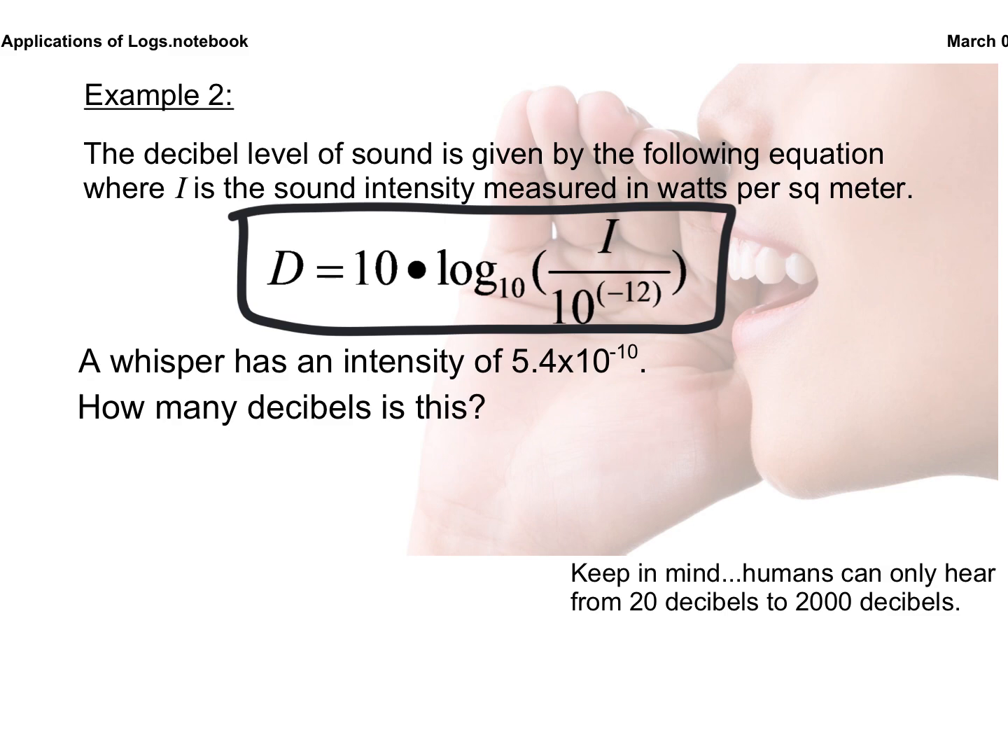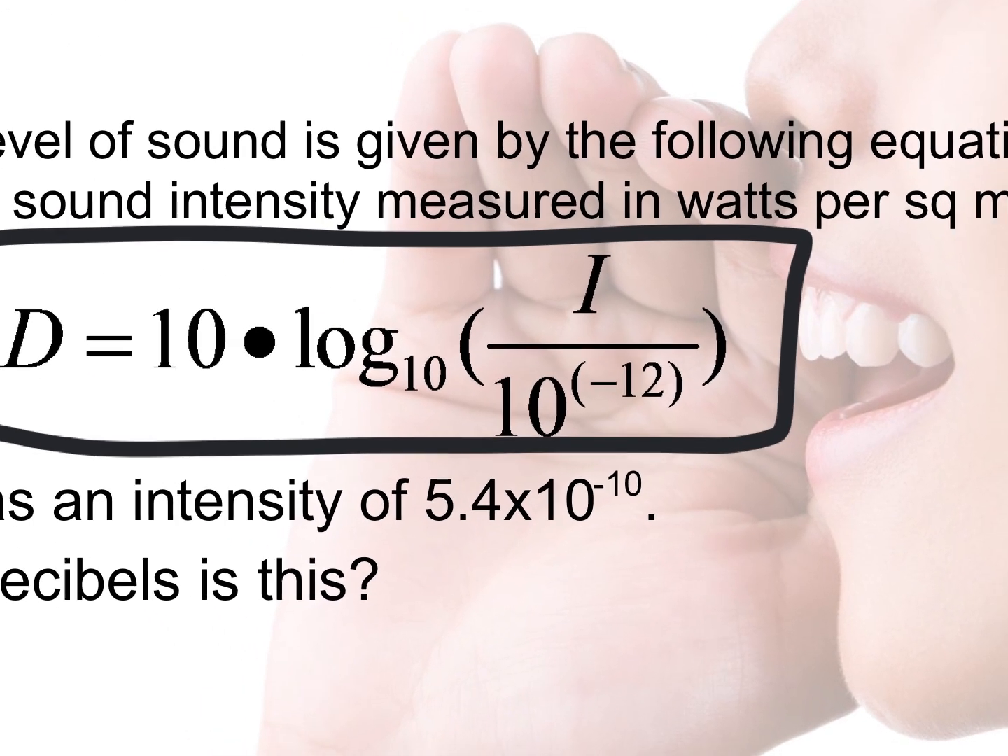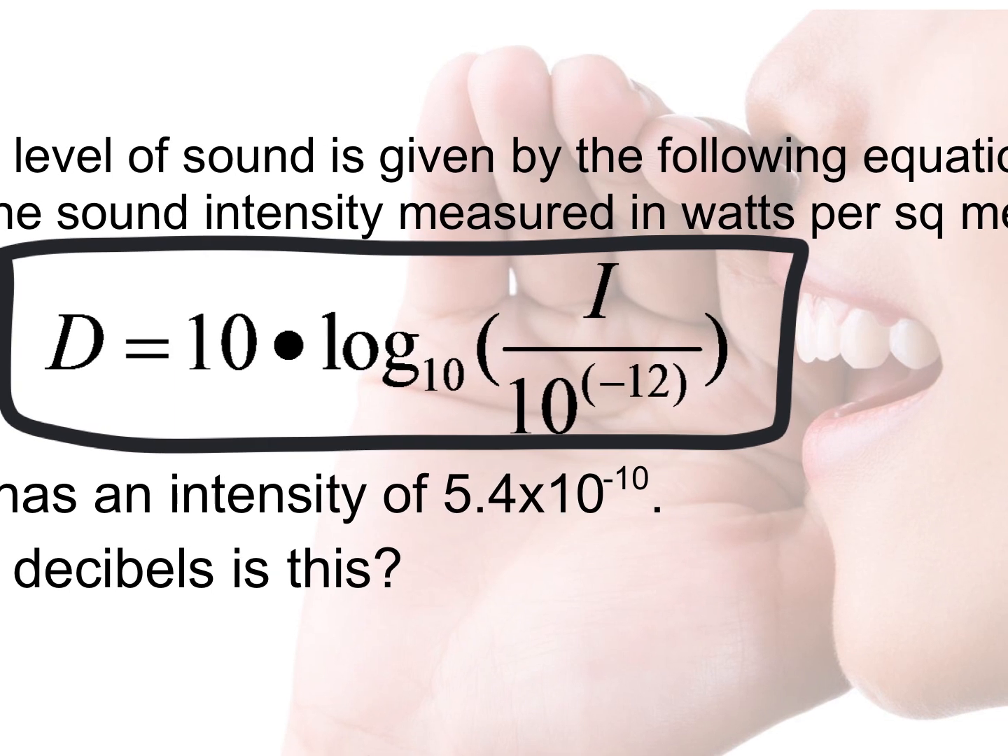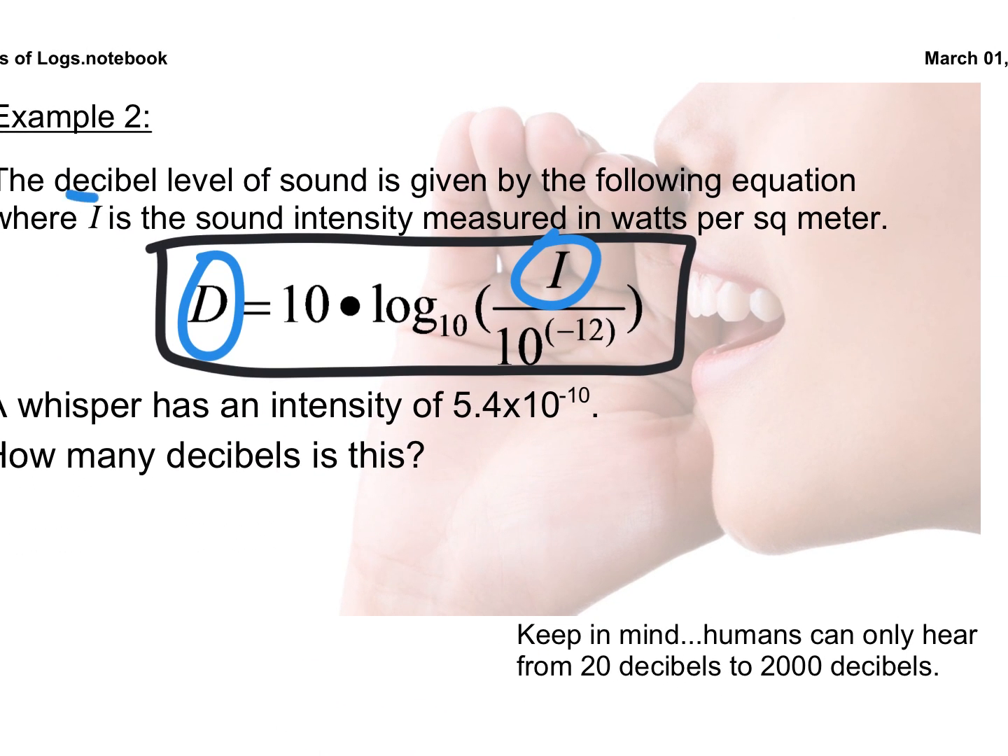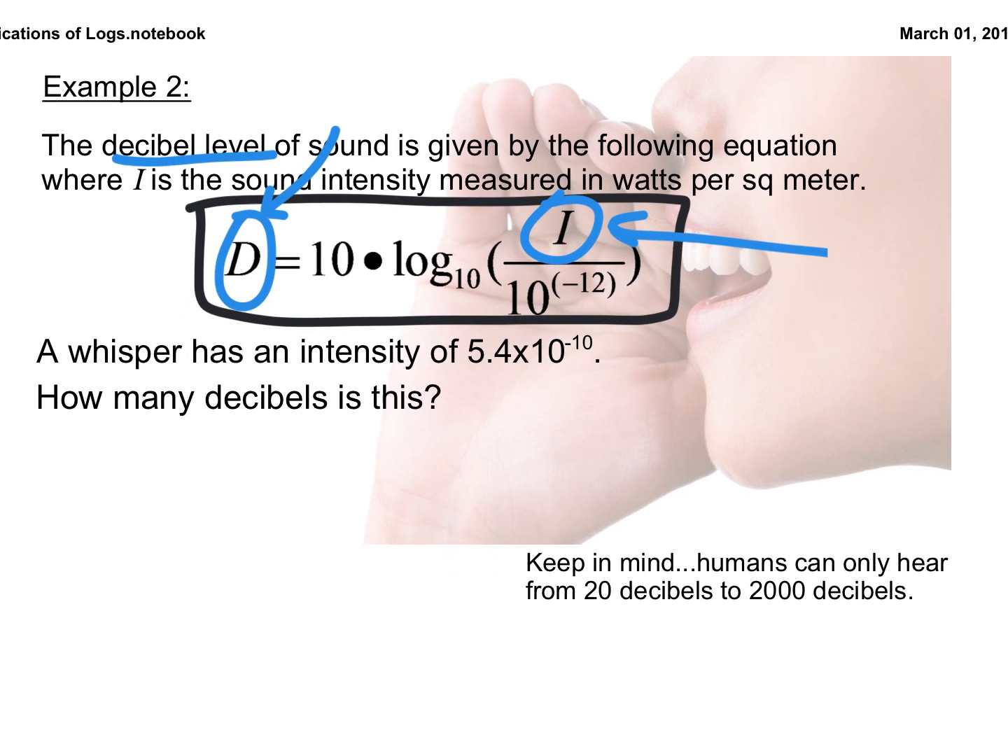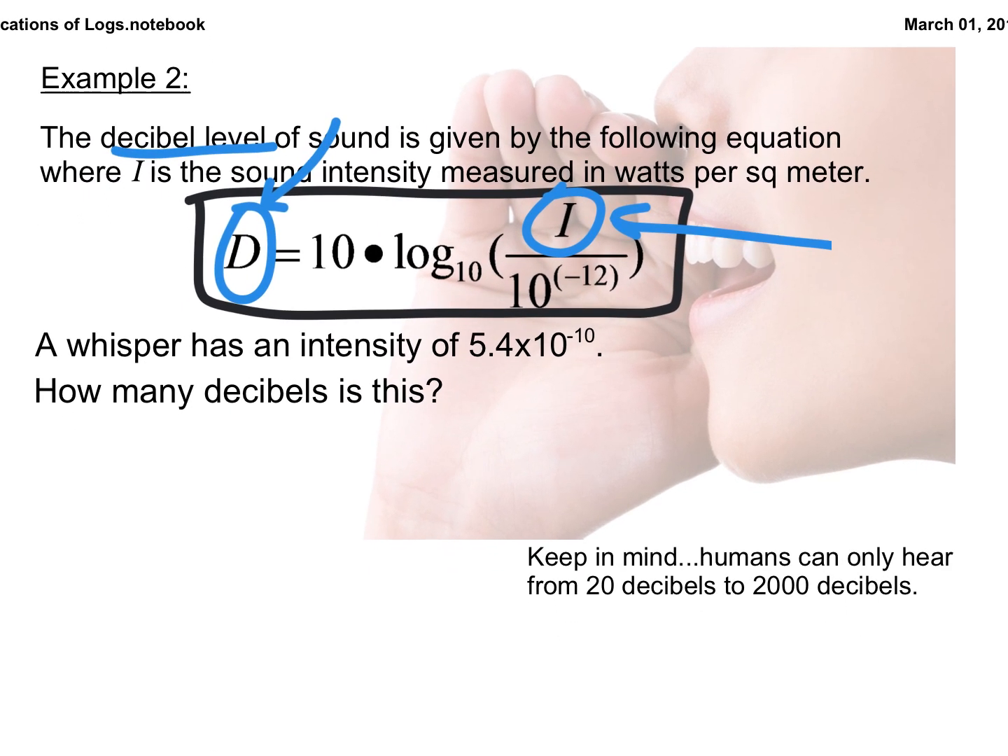All right, so here's this really crazy looking equation. But once again, it's only got two variables. It's got D and it's got I. And they must define those somewhere. Decibel level is D. And I is the sound intensity measured in watts per square meter. So if the whisper has an intensity of this, that needs to go there.